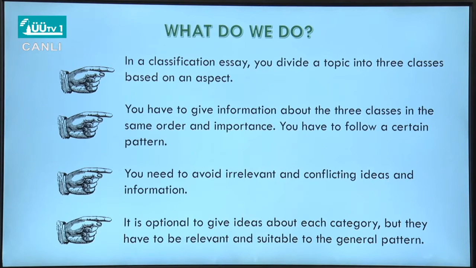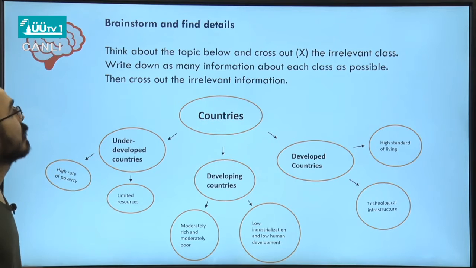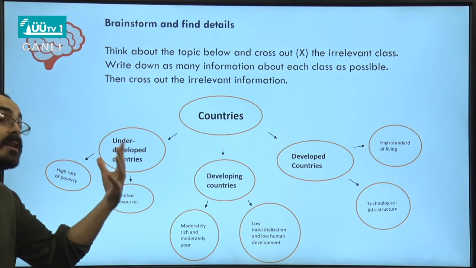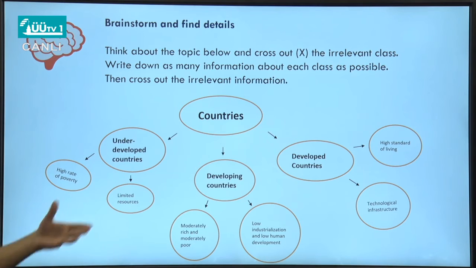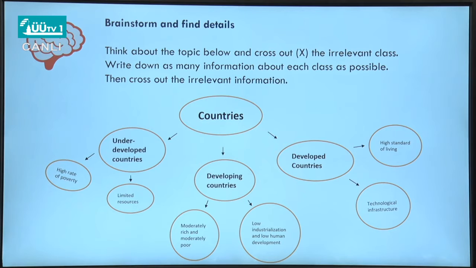So, what is the first step of writing a good classification essay? First, brainstorm and find details, okay? Today, we are going to be talking about countries, okay? We are going to take a look at a classification essay including the different types of countries, different categories of countries. So, think about the topic below and cross out the irrelevant class. Write down as much information about each class as possible, then cross out the irrelevant information.